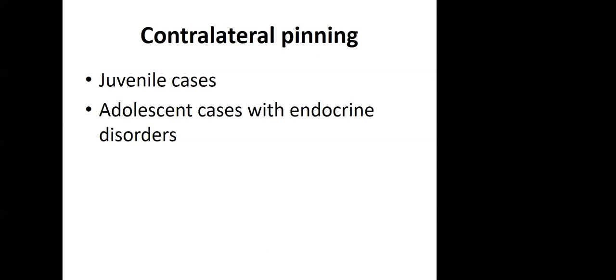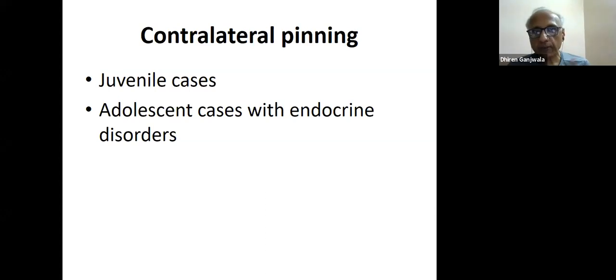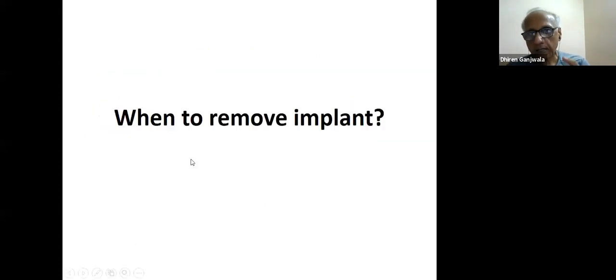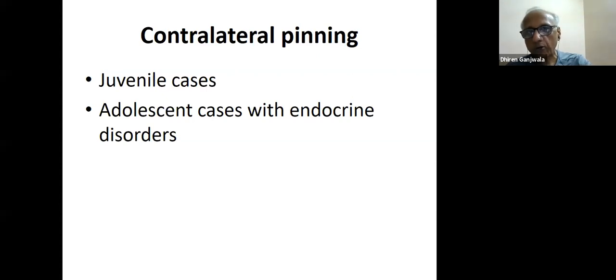A lot of times you will be asked a question about contralateral pinning, and contralateral pinning is carried out in juvenile cases or in a patient who is adolescent with endocrine disorders. So we ask you that question, what further history or examination will you carry out. And at that point, we insisted that we need to make sure about endocrine causes because that is how your treatment is going to differ. If it's an endocrine problem, there are very high chances that the contralateral side will also slip. And in that case, it's better to fix it beforehand.